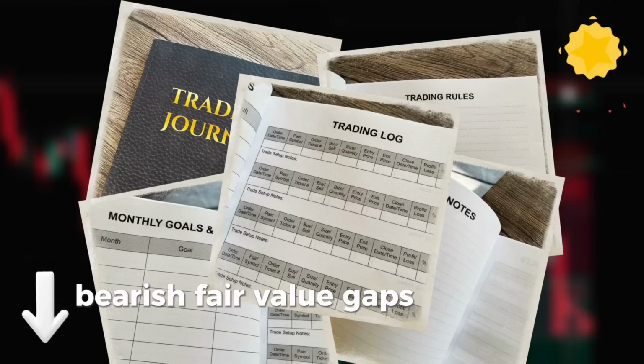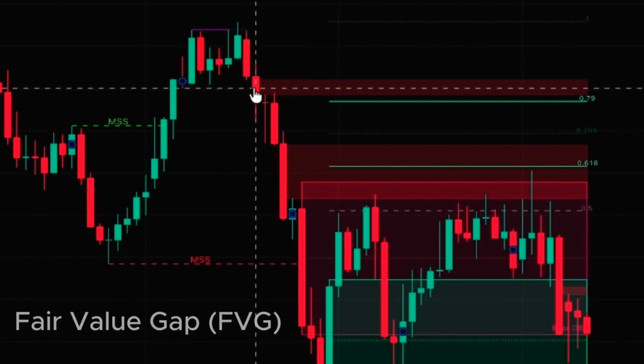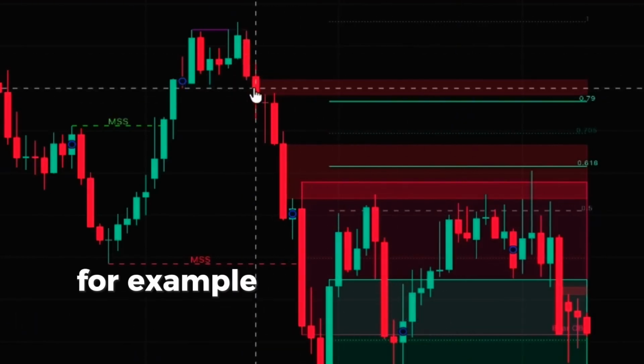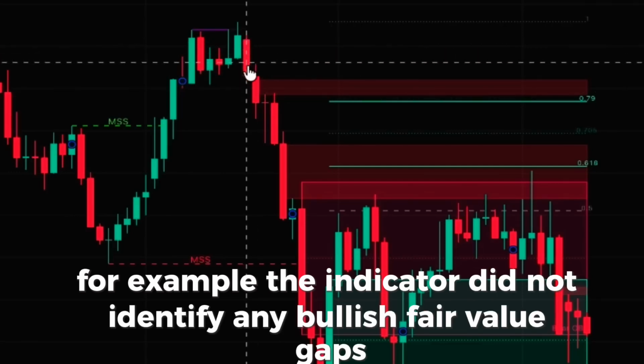Bearish fair value gaps are shown in red, and bullish fair value gaps are shown in green. In this section of the chart, for example, the indicator did not identify any bullish fair value gaps.